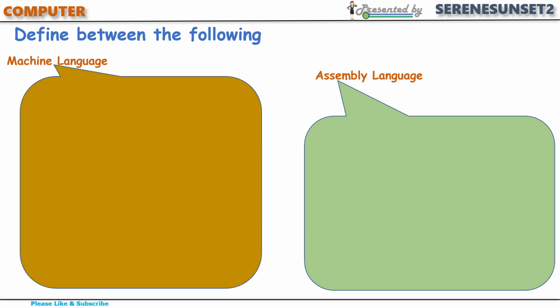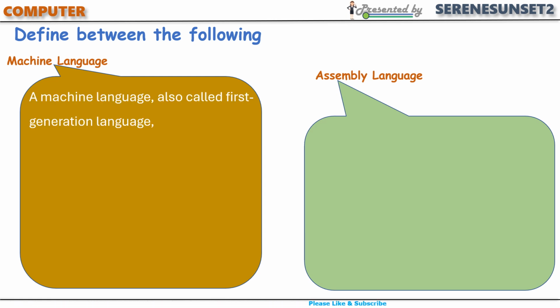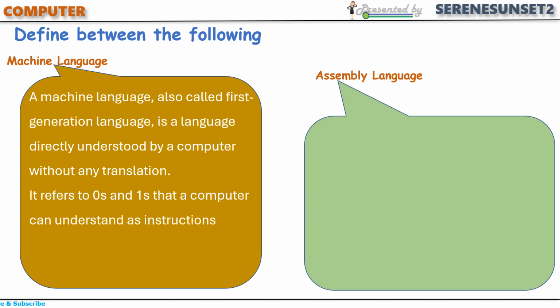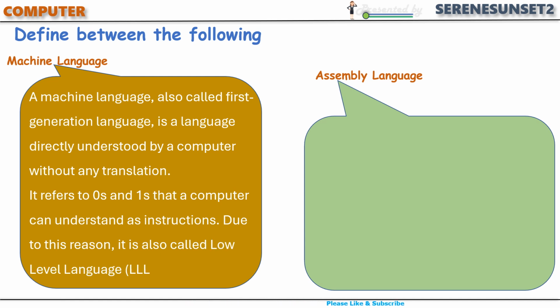Machine language. A machine language, also called first generation language, is a language directly understood by a computer without any translations. It refers to zeros and ones that a computer can understand as instructions. Due to this reason, it is also called low-level language, LLL. LLL is a short form of low-level language.